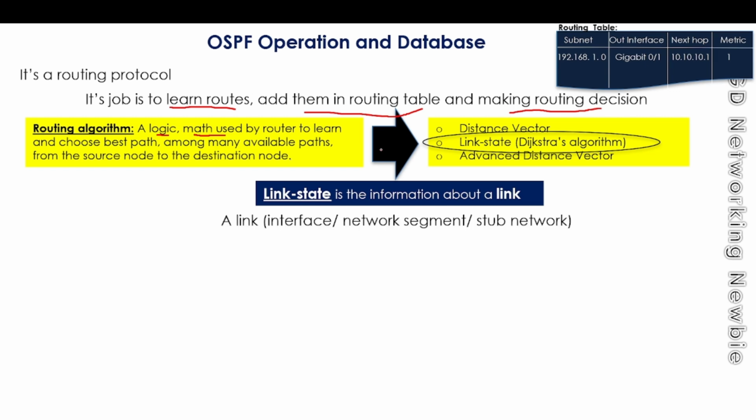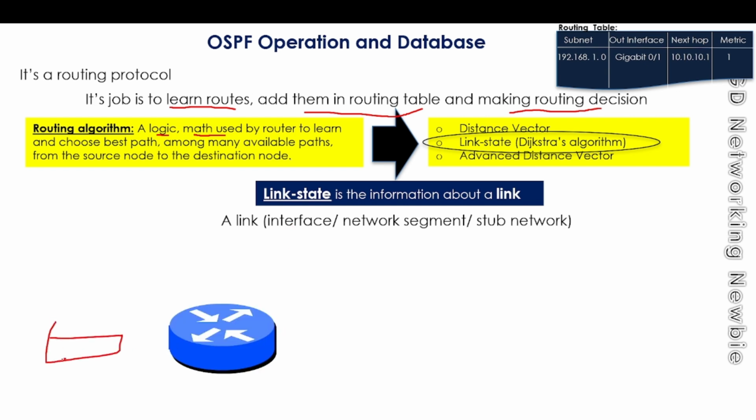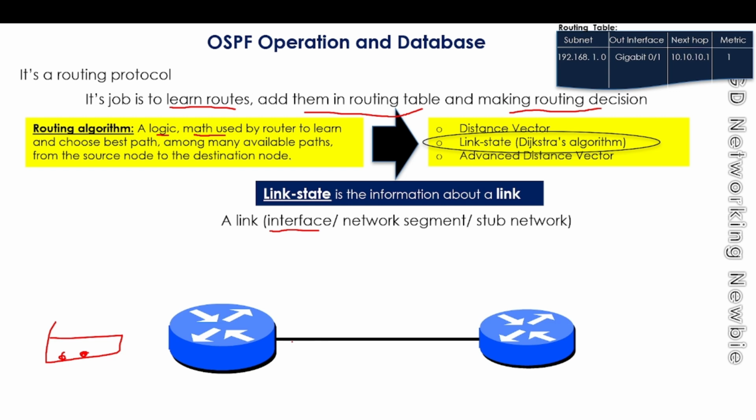Now what is a link? A link can be an interface, for example, on this router. Physically this will look like this, on this router we will have interfaces. So link state information can be information about a link, that can be an interface, or a network segment, or a stub network. For example, an Ethernet, where we have only one router connecting all Ethernet computers and the rest of the world. So that's a link, and the link state information can have the network prefix, prefix length and cost.